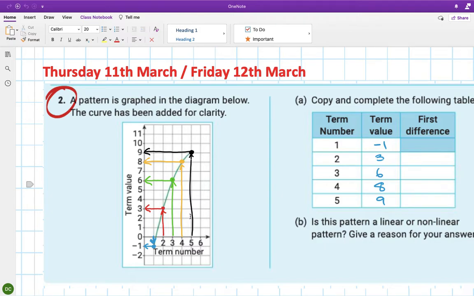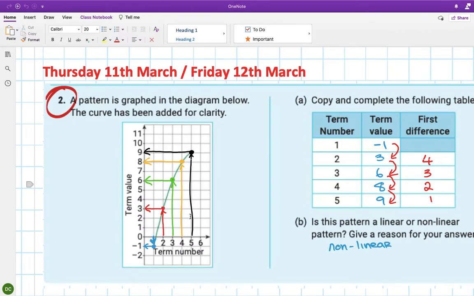Okay, so now we need to look at the difference of these. Going from -1 to 3, that is a jump of 4. From 3 to 6 is a jump of 3. From 6 to 8 is a jump of 2. And then from 8 to 9 is a jump of 1. So is this pattern linear or non-linear? It is non-linear.